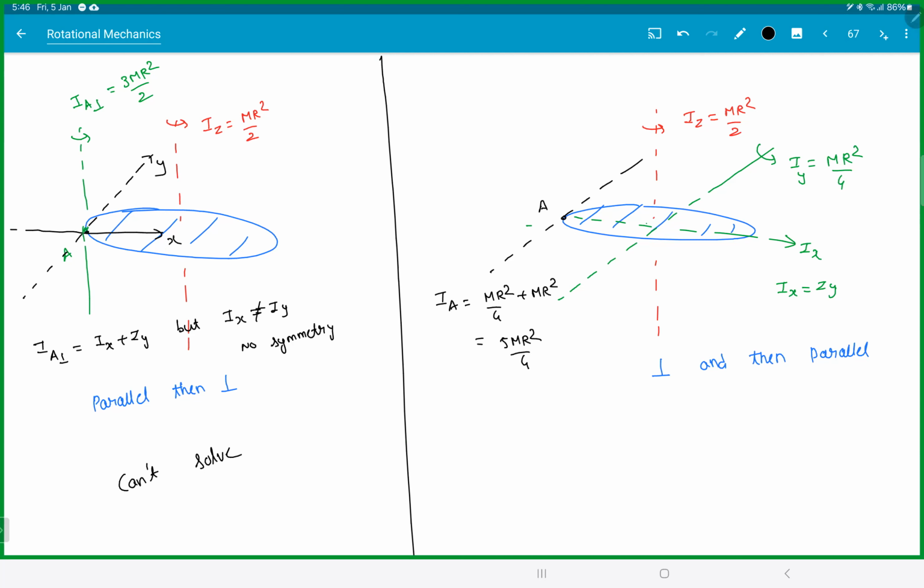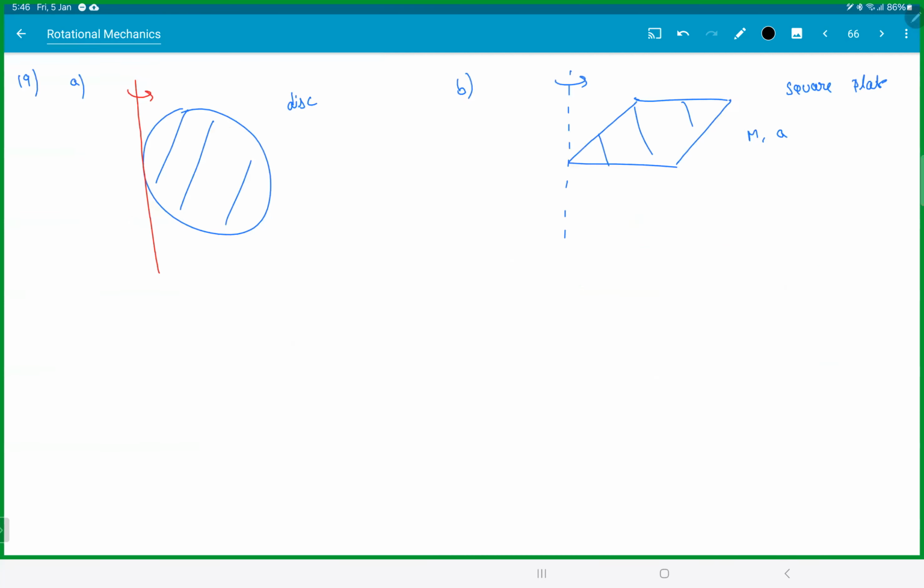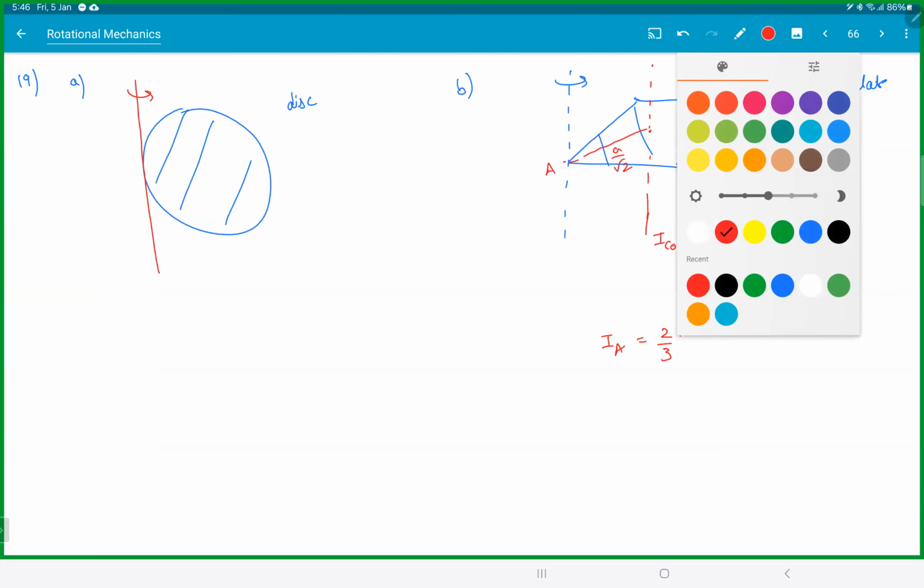Now, right, and what about this one? This is easy. For a square, I about the center of mass is ma square by 6. The perpendicular distance is a by root 2. So I about this corner is ma square by 6 plus m times a by root 2 whole square, which is 2 by 3 ma square. Clear? Just use a single parallel axes theorem and you're done.